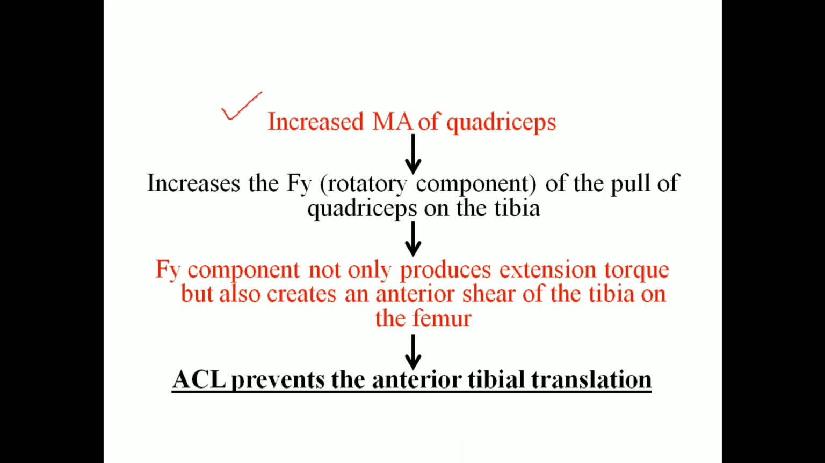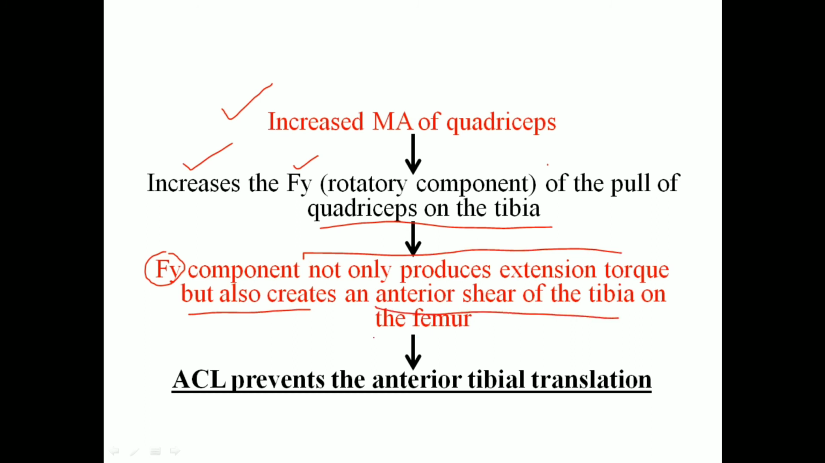As we know, there is an increase in the moment of the quadriceps due to the presence of the patella. So what is going to happen? It is going to increase the rotatory component, the Fy component of the pull of the quadriceps on the tibia. And we know that the Fy rotatory component not only produces the extension torque but also creates an anterior shear of the tibia on the femur. This anterior shear is going to be prevented by the ACL ligament. The ACL is going to prevent the anterior tibial translation.